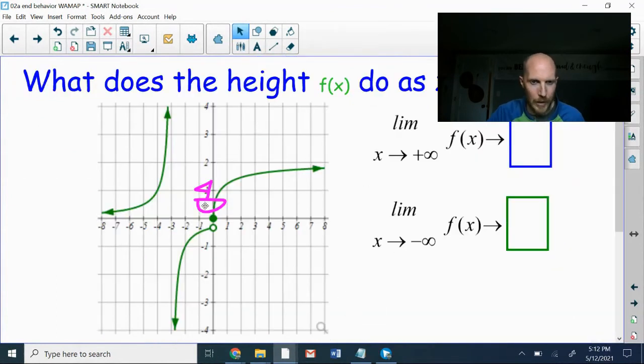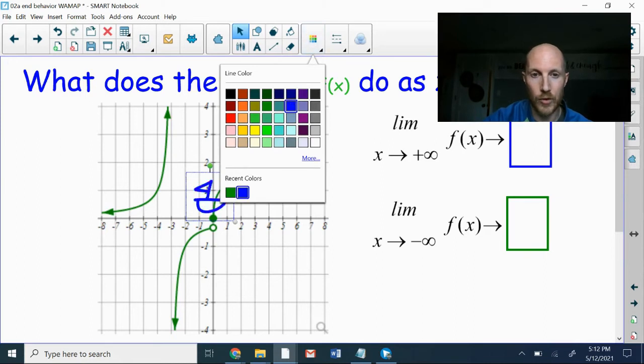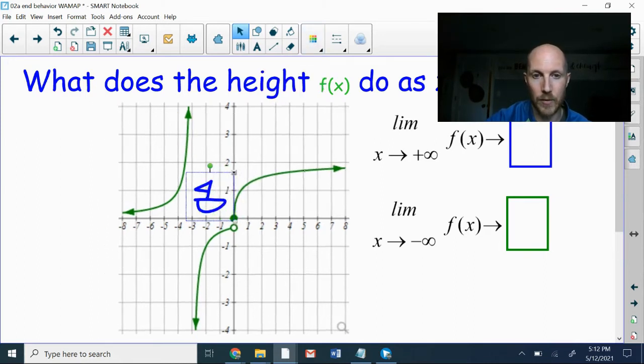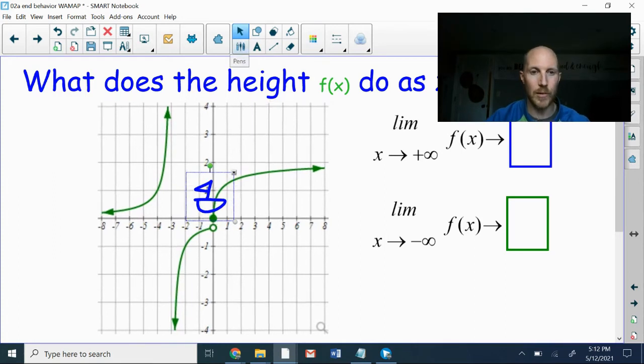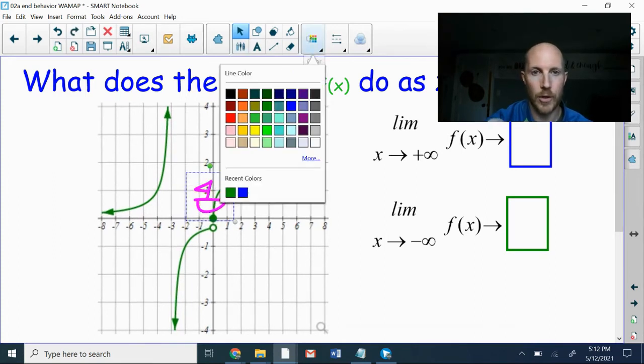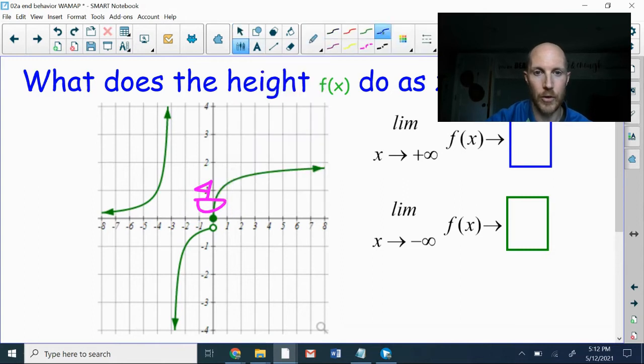Here's the first graph. So I've got our pirate ship here. This graph does some weird stuff in the middle. We're not concerned with what happens in the middle right now. Right now, we're concerned with what happens at the ends. So the blue box up here, the limit of the function as x approaches positive infinity, that means we are going towards the right side of the graph. The right end of the graph over here is heading towards a height of 2.